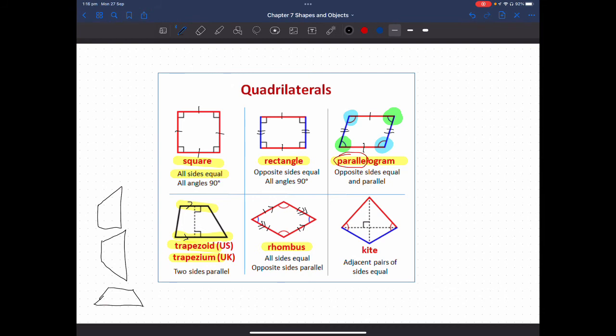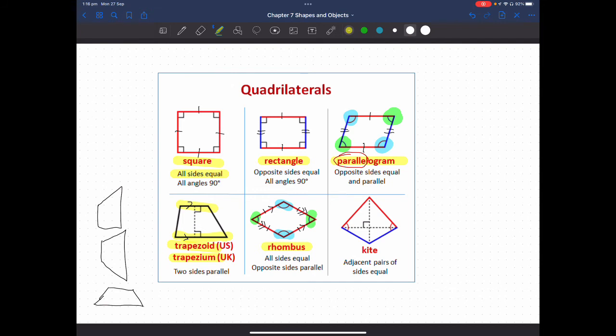Now we need to look at the angles. The opposite angles will be the same size. So the blue angles at the ends, they are the same size, and the other two opposite angles are the same size.